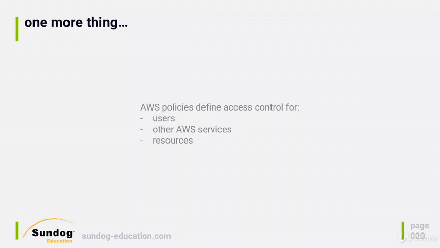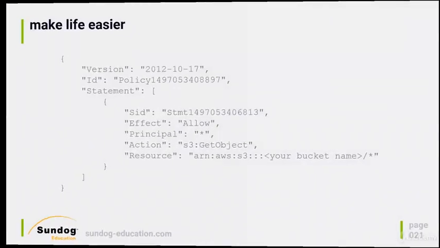And you can also attach AWS access control policies to resources such as, for example, an S3 bucket. So this is a handy-dandy way of changing the default access policy on an entire bucket at once. And in fact, that's what we're going to do right now.